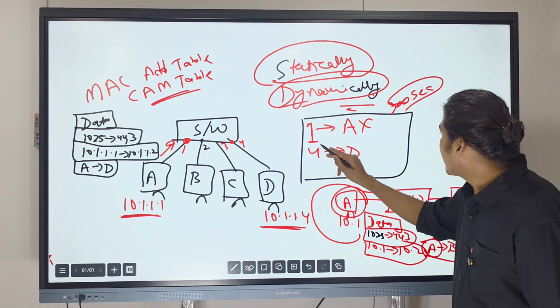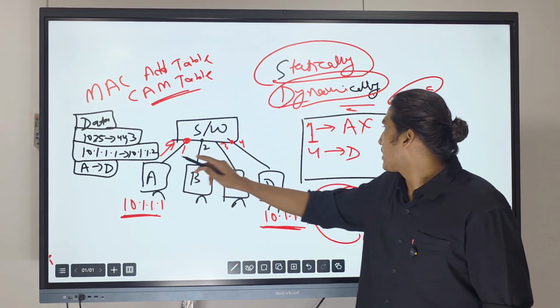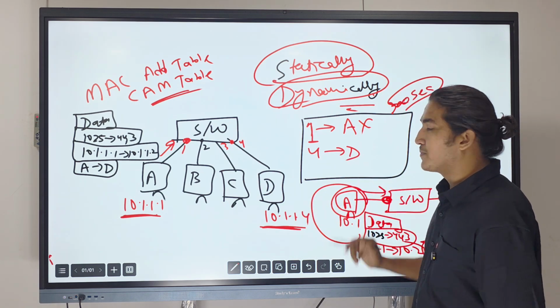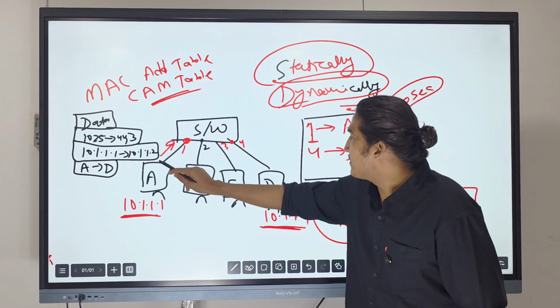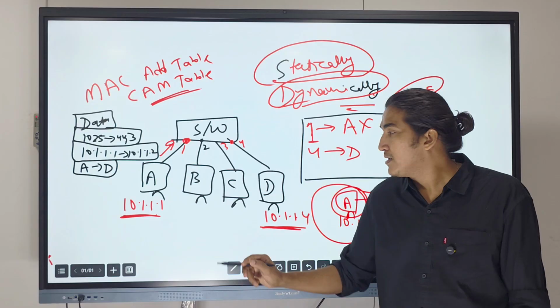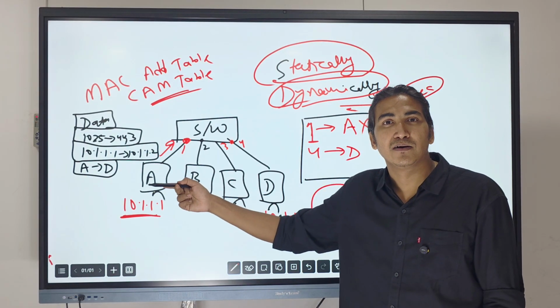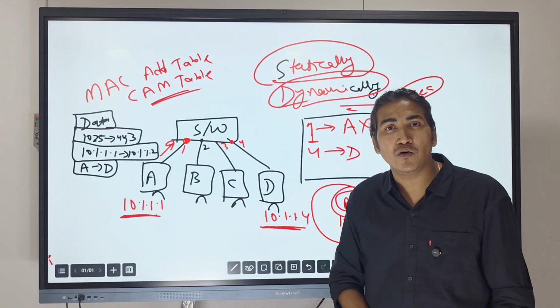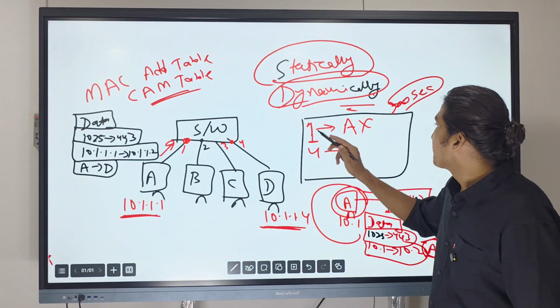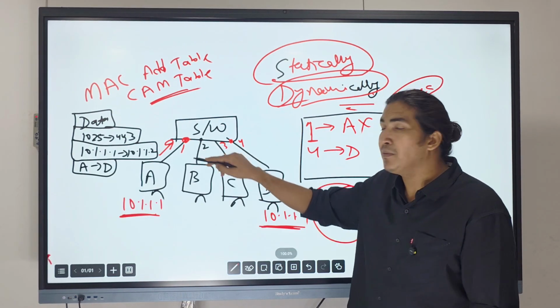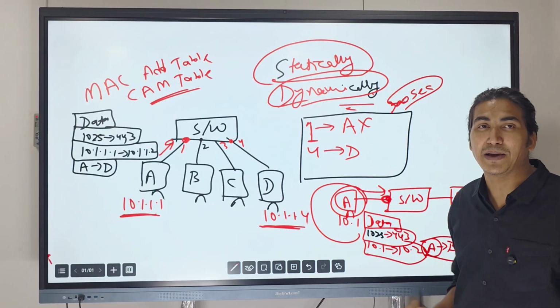So it is going to update the entry for source. On port number 1, source MAC is A. If it is receiving any frame with a different MAC address, let's say I have now connected a new PC whose MAC address is P, so source MAC is going to be P. Once the switch receives the frame with P MAC address, it is going to update its MAC address table.